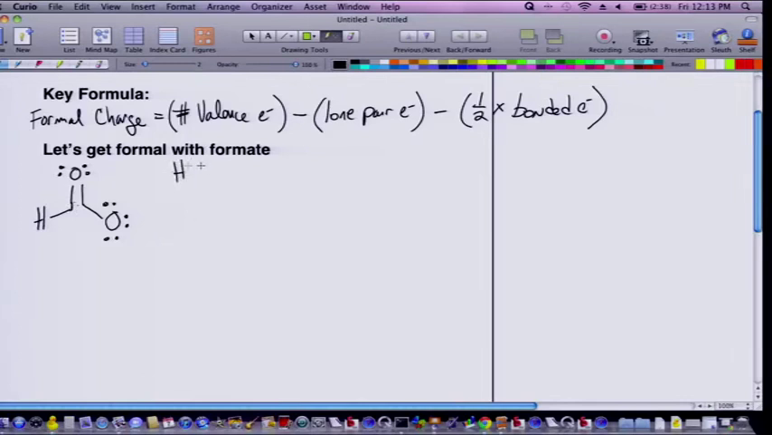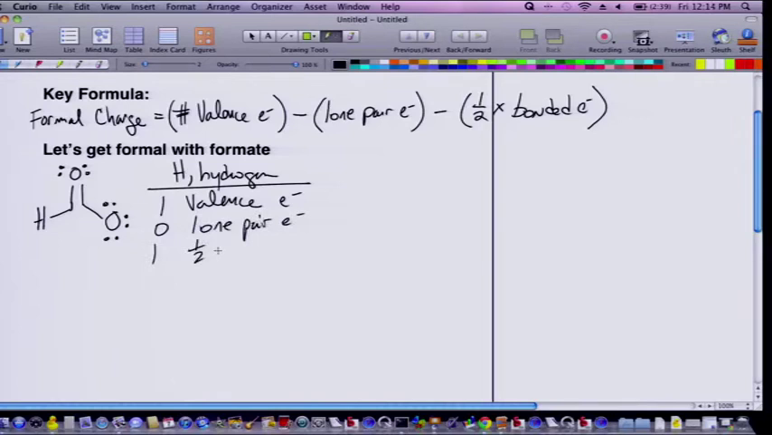So let's think about hydrogen first. That's easy. How many valence electrons does hydrogen have? Yeah, that's good, 1 valence electron. And how many are lone pairs? 0. And then there's 1 bond, so there are 2 electrons in that bond. So 1/2 times 2 is 1. In our formula for formal charge, I'll just abbreviate FC: 1 minus 0 minus 1 is 0. So the formal charge on this hydrogen is 0, and I'll just put a 0 there. That should be pretty well understood.